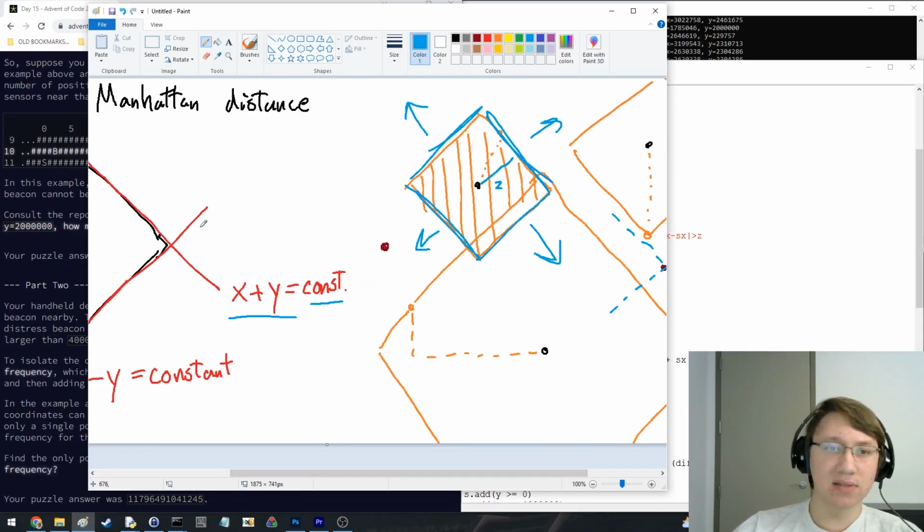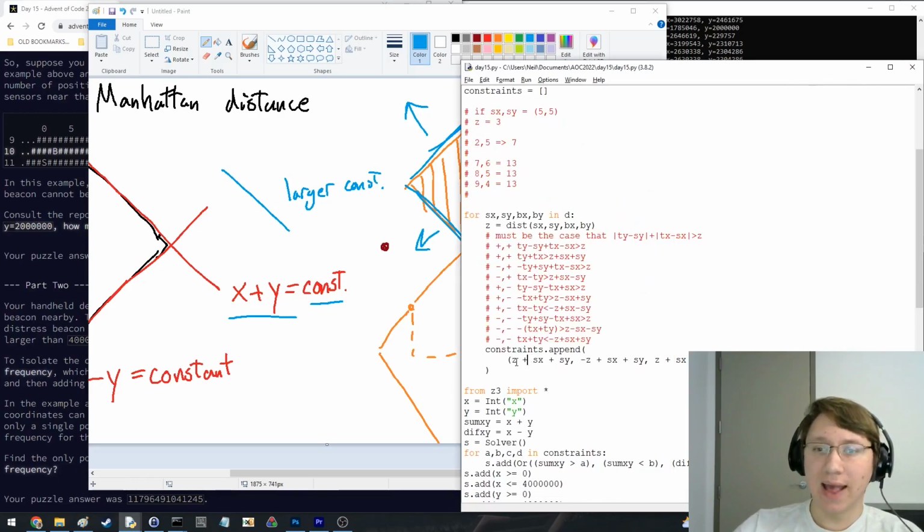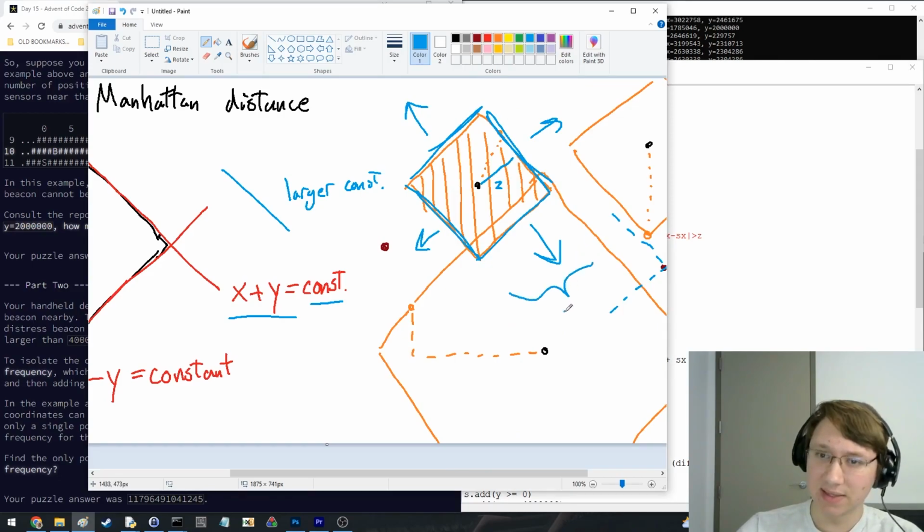A higher constant sum would take us this way, right? Yeah, so let's do larger constant. So we know that it needs to either have the constant sum at least z plus sx plus sy, or it can be smaller. It can be minus z plus sx plus sy. And you'll notice that these two diagonals are exactly 2z away. That is not a coincidence, right? This is 2z in some sense.